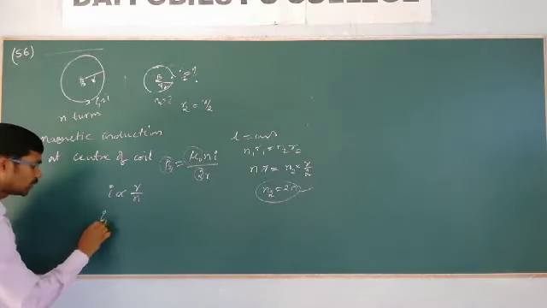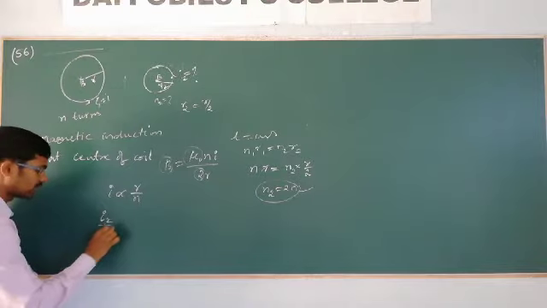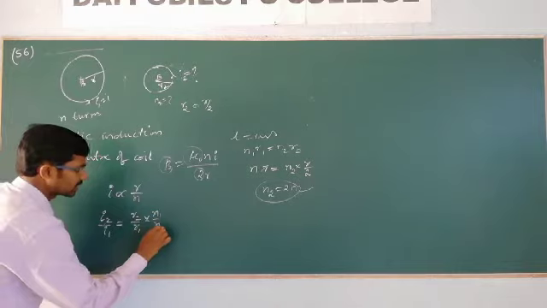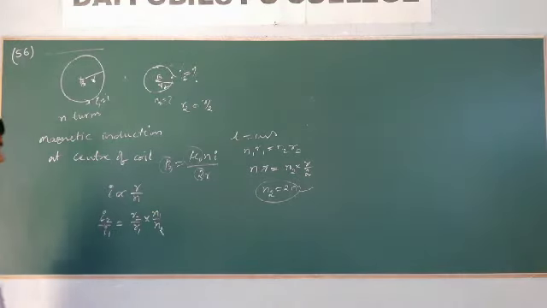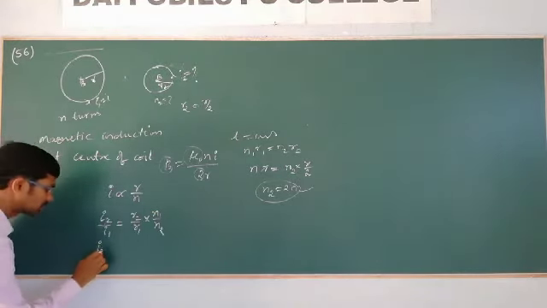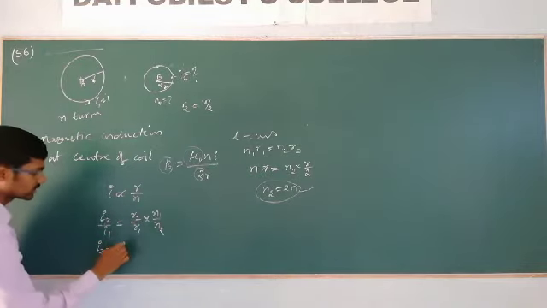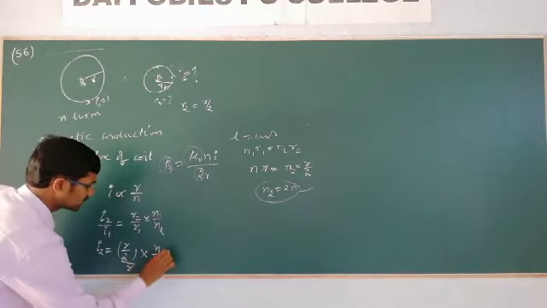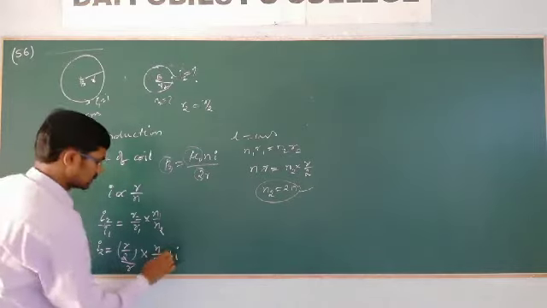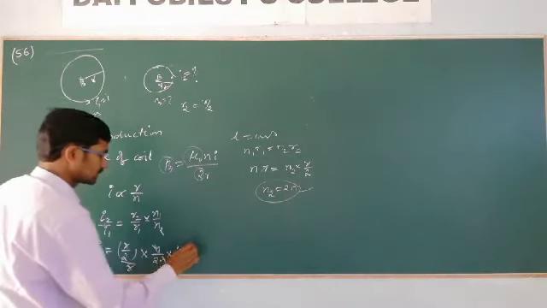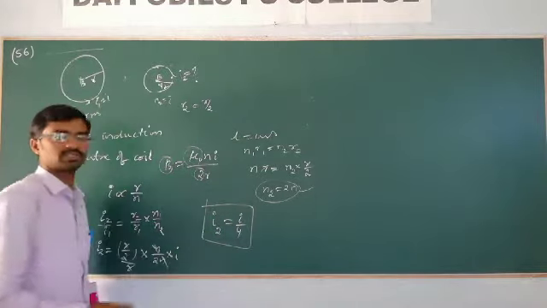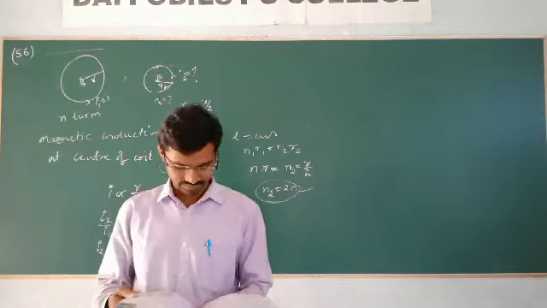Therefore, I1 and I2 are defined. I2 by I1 is equal to R2 by R1 into N1 by N2, because N is inversely proportional to I. Then I2 is equal to R by 2 by R into N by 2N into I. N cancels, R cancels. Then I2 is equal to I by 4, which is the correct option, the fourth one.